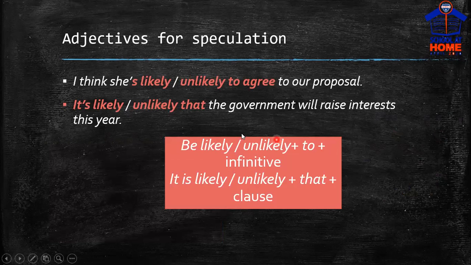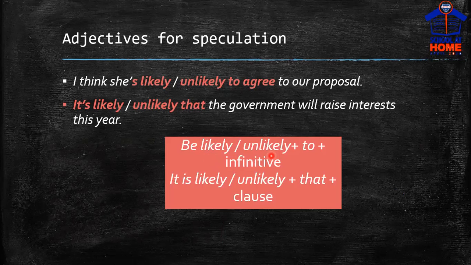Then we have some other adjectives. I think she's likely or unlikely to agree to our proposal. It's likely or it's unlikely that the government will raise interest this year. So to be likely is like being possible. Unlikely, it's like it's not possible, okay? It's likely to and it's likely that, okay?